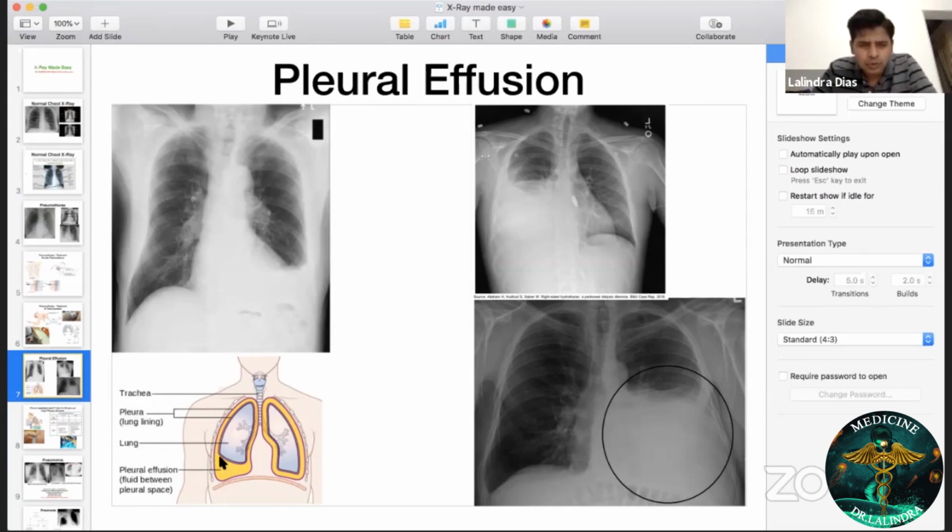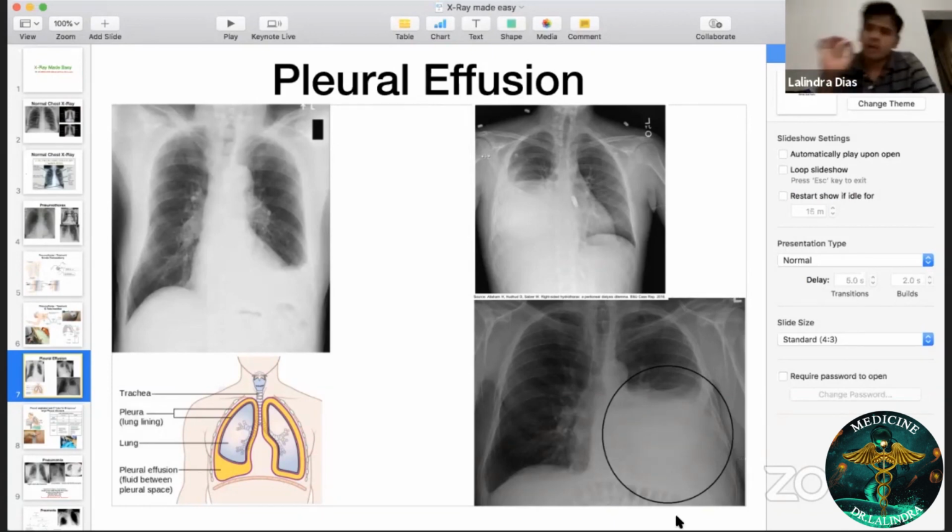You can see another pleural effusion with a meniscus sign here. And you can see another pleural effusion here on the right side of the chest. And here you can see the nice white color fluid. And here you can see the meniscus sign. Here is another pleural effusion on the left side of the chest with a meniscus sign going up.